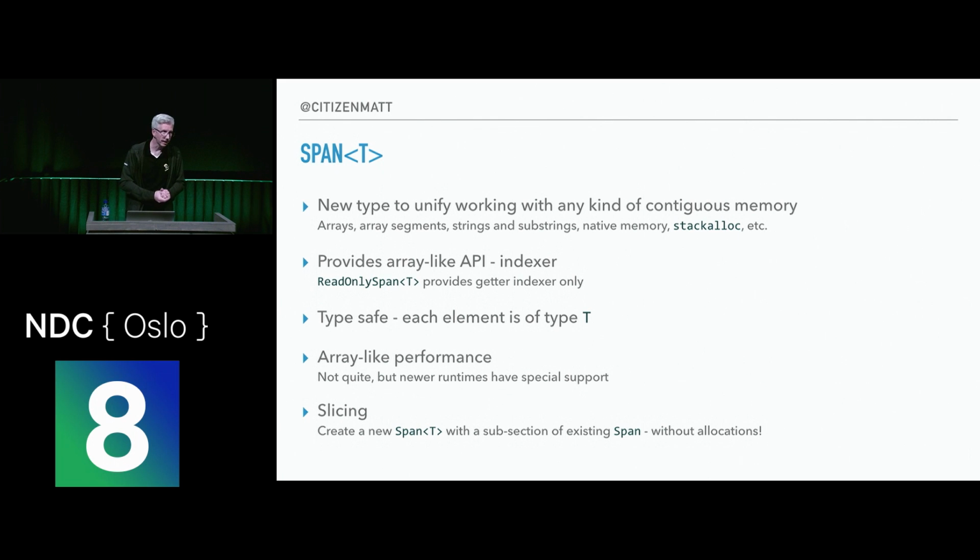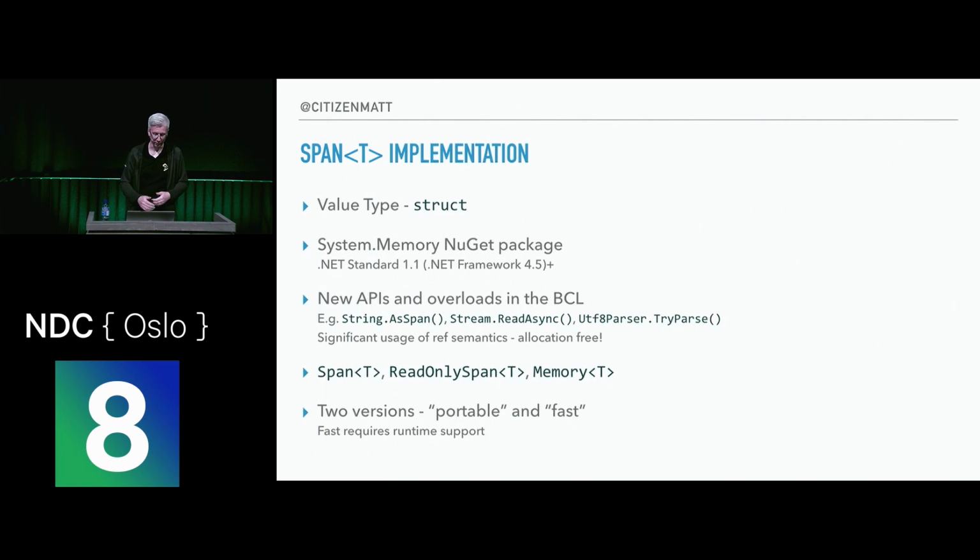But one of the really, really useful things with Span<T> is slicing. You can create a new span of T, which is a subsection of an existing span. So if you've got a block of memory which is a string, you can get a substring out of that by pulling out a span which is just that section there. And all of this is without allocations. So if we're saying that it's without allocations, that means it's a value type. Yes, it is. It's great.